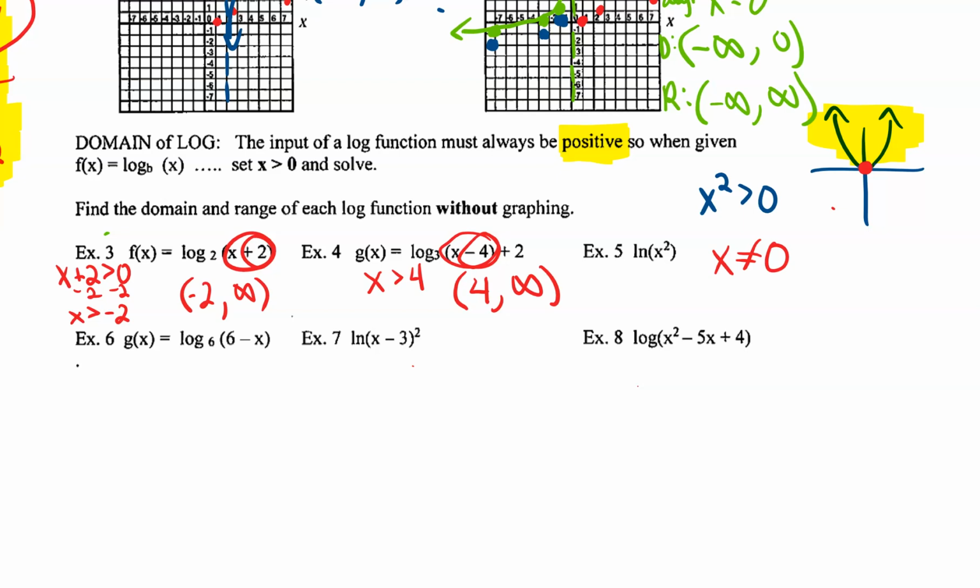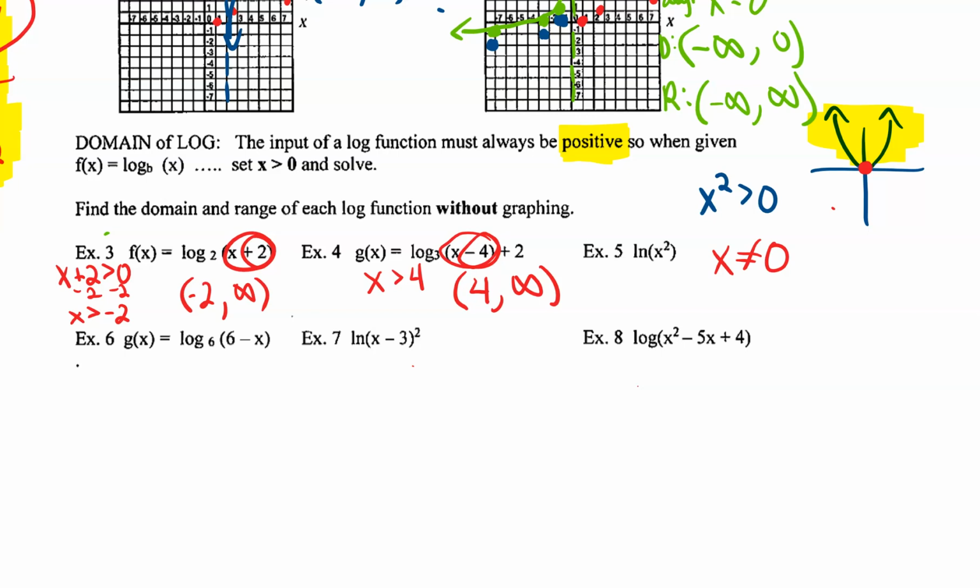The reason is because x could be a negative number. Let's say x was a negative 2. This would be natural log of negative 2 squared. Negative 2 squared is 4. That'd be natural log of 4, which is allowed because that's a positive number down there. So the only number that doesn't work is 0, because that's going to make you have natural log of 0, which isn't allowed.